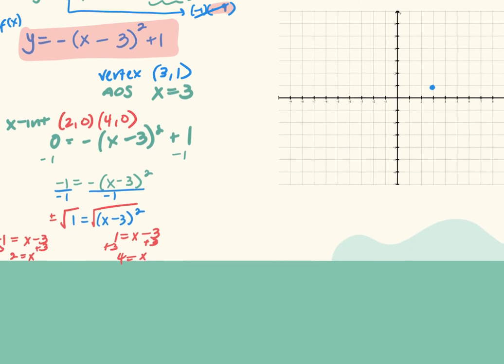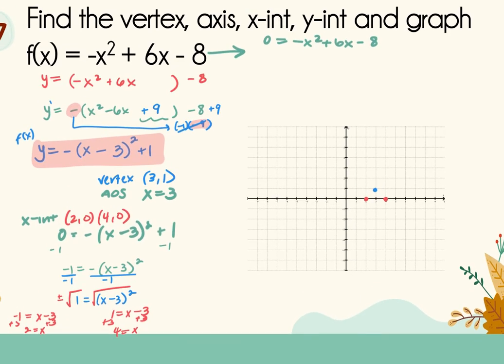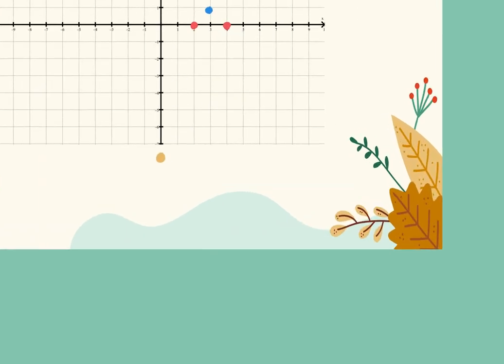Which, if I had gone down 1 and to the left 1, I would have gotten the (2, 0). Down 1 and to the right 1, I would have gotten the (4, 0). Then it asks for the y-intercept, and to do that, I'm going back to my quadratic form because it is really much easier to make this 0 and this 0, and I know my y-intercept would be (0, -8). So down here would be my y-intercept, and now I've got 4 points.